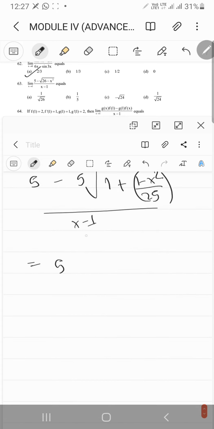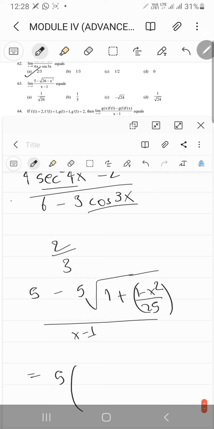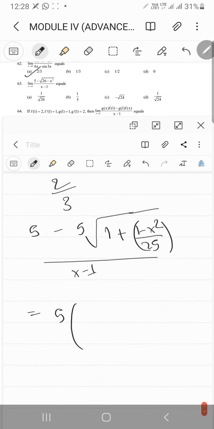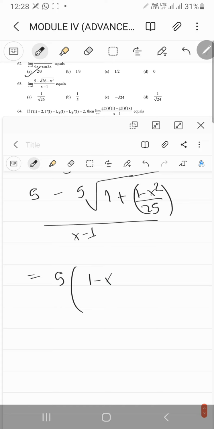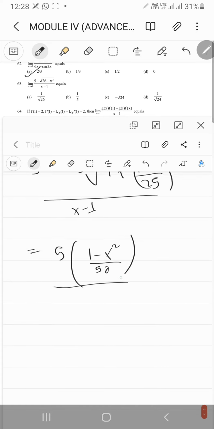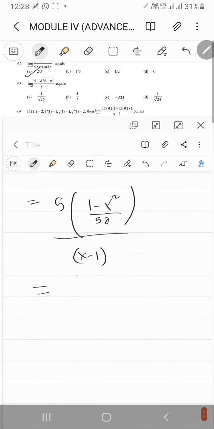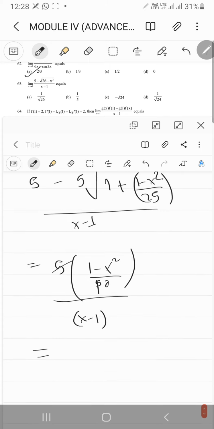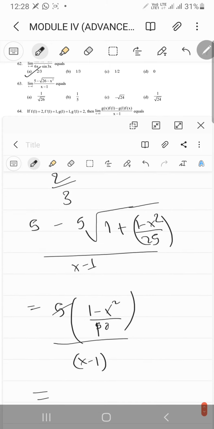So this is just 5 into, and if we use the general binomial theorem into this thing, we just get 1 minus x squared upon 50, right? Yes, plus some other stuff which is not really necessary because it's very small. It's like 1 minus x squared. So all that is not necessary upon x minus 1. So yeah, this thing is 10. I guess that's correct. Yes, this does look correct.